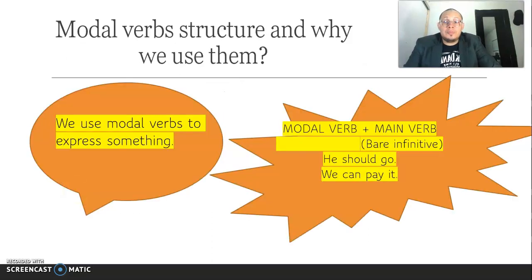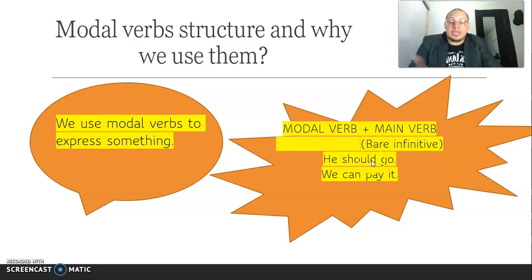Okay, so once again the question: why do we use modal verbs and what's the structure? We use modal verbs to express something. Normally, it could be an ability, a necessity, or a request, but normally we use modal verbs to help the main verb express something. And syntactically, the modal verb is joined by the main verb in the infinitive.